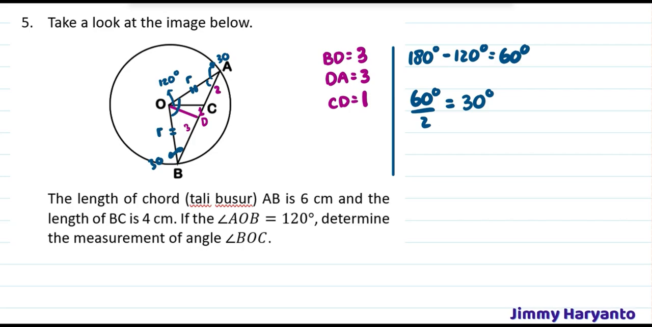Okay, and then after this, I will use this triangle to find, because the triangle is 90 degrees, that means I already know that this one is 60 degrees.